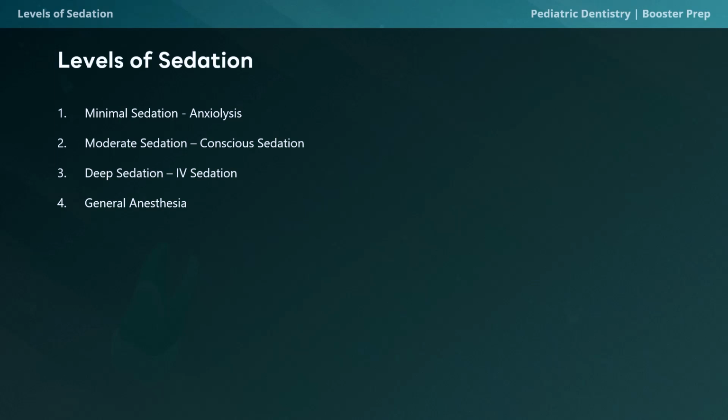Understanding the different levels of sedation is important as these are often paired with pharmacological options that are available to children. The different levels of sedation include minimal sedation or anxiolysis, moderate sedation or conscious sedation, deep sedation, also known with IV sedation, and general anesthesia.